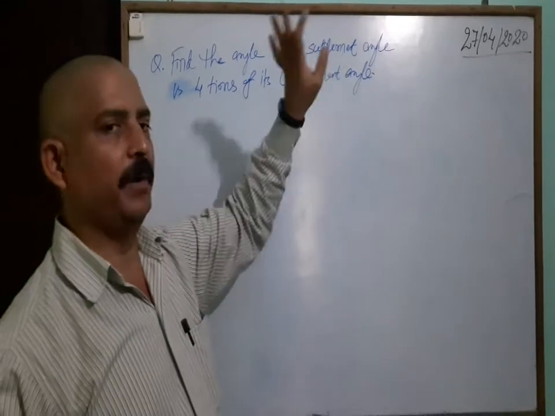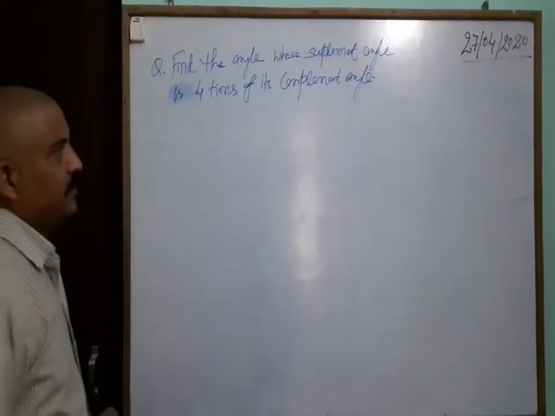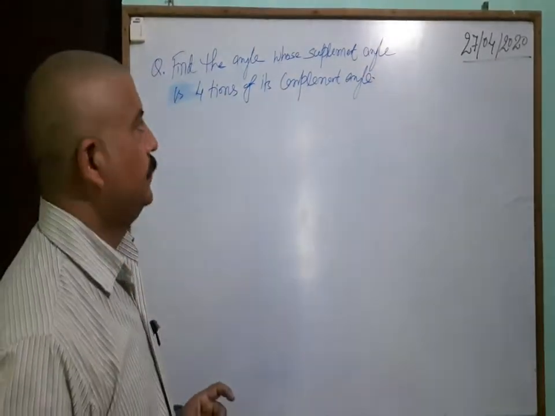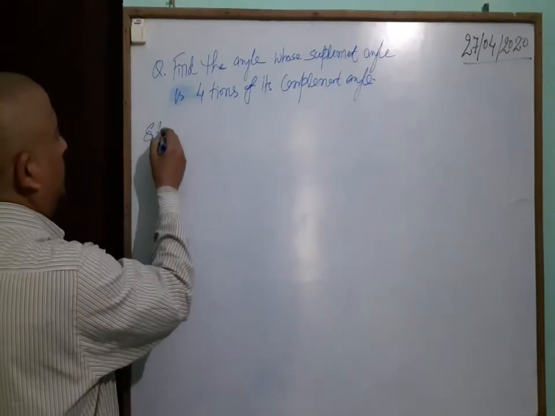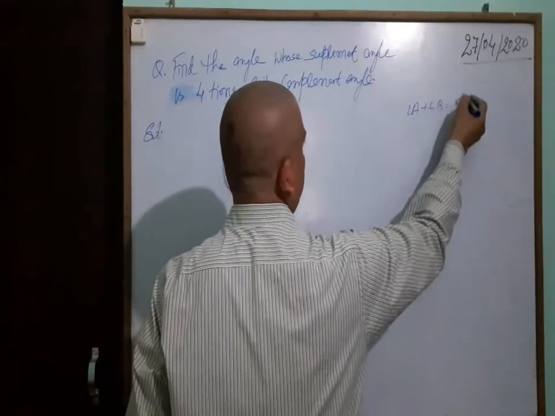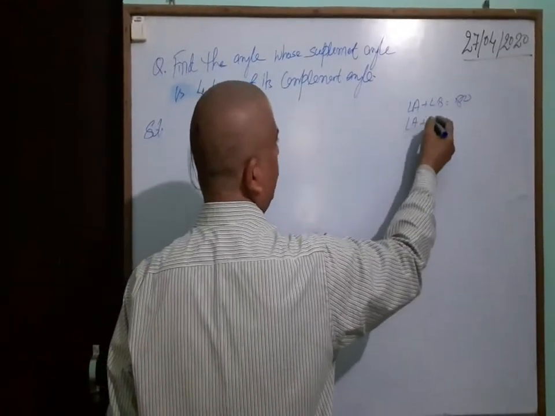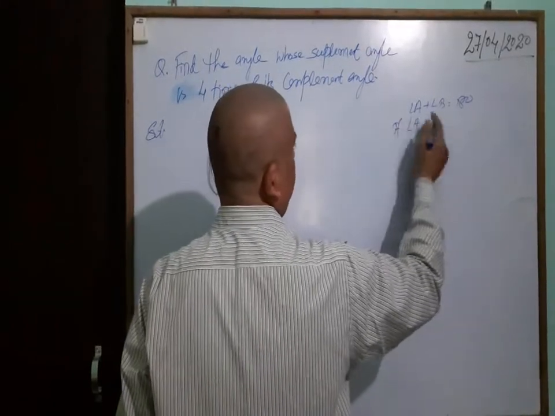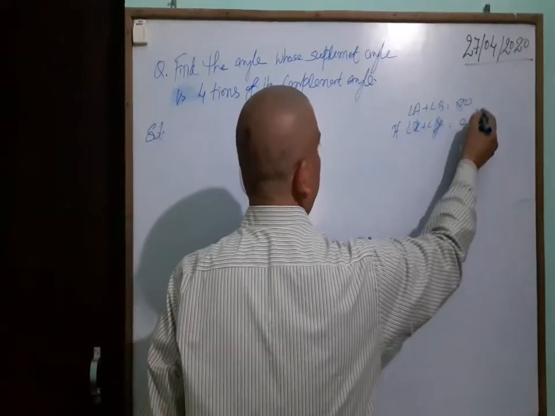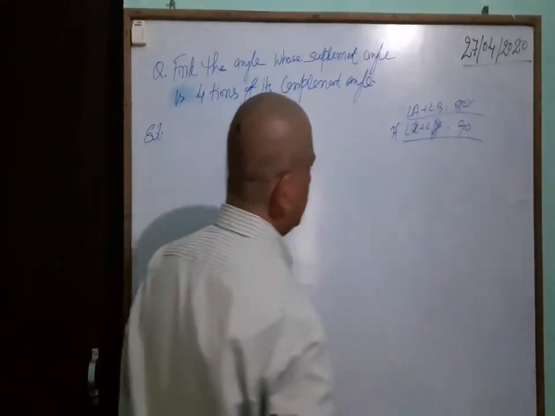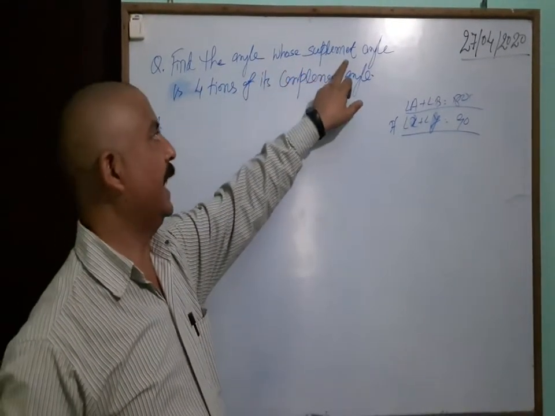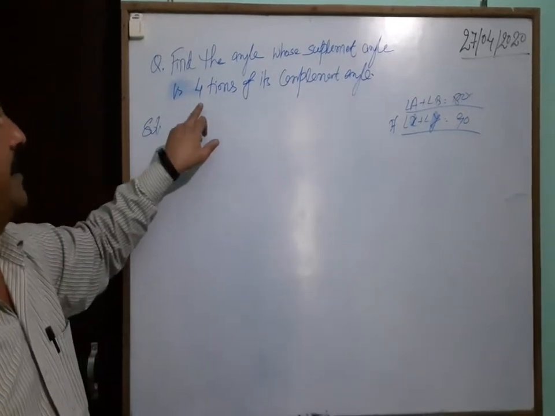So all of you students, we know very well what is the supplement angle and what is the complement angle. If the sum of two angles A plus B is equal to 180, that is the supplement, and if x plus y is equal to 90, that is the complement. Find the angle whose supplement angle is 4 times of its complement angle.